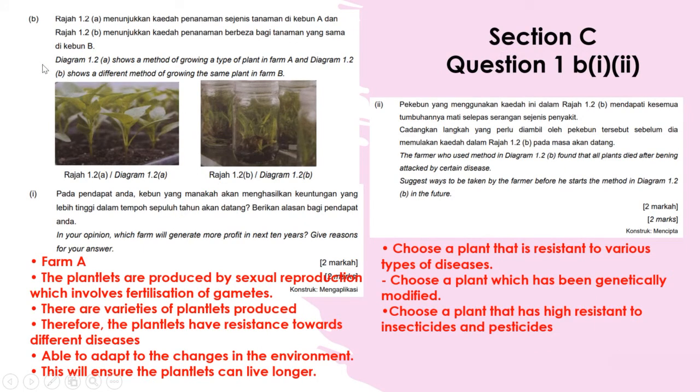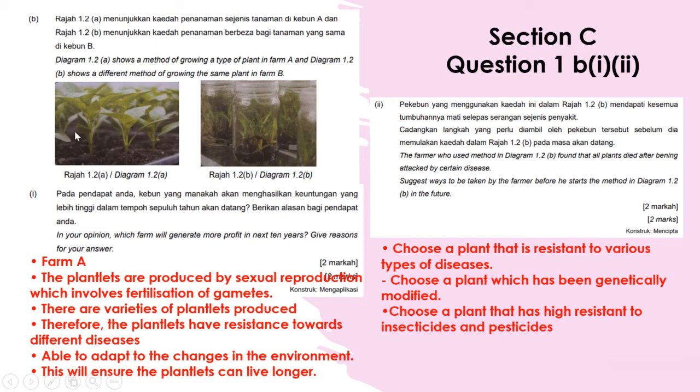Okay, next we go to question 1B1. Diagram 1.2a shows a method of growing a type of plant in farm A, and diagram 1.2b shows a different method of growing the same plant in farm B. So this refers to the plant in farm A, and this refers to the plant in farm B, which uses a different method of growing.